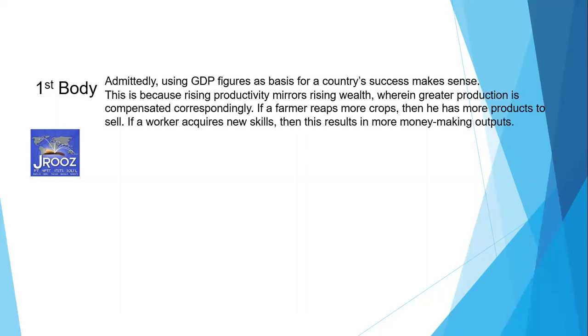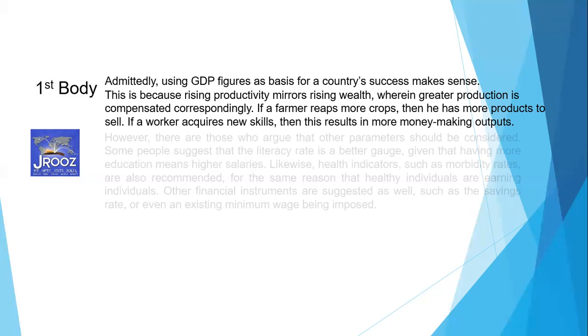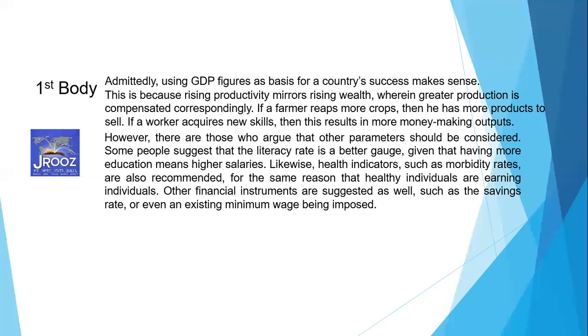And for the study paragraph, admittedly, using GDP figures as basis for our country's success makes sense. This is because rising productivity mirrors rising wealth, wherein greater production is compensated correspondingly. If a farmer reaps more crops, then he has more products to sell. If a worker acquires a new skill, then this results in more money-making output. However, there are those who argue that other parameters should be considered.